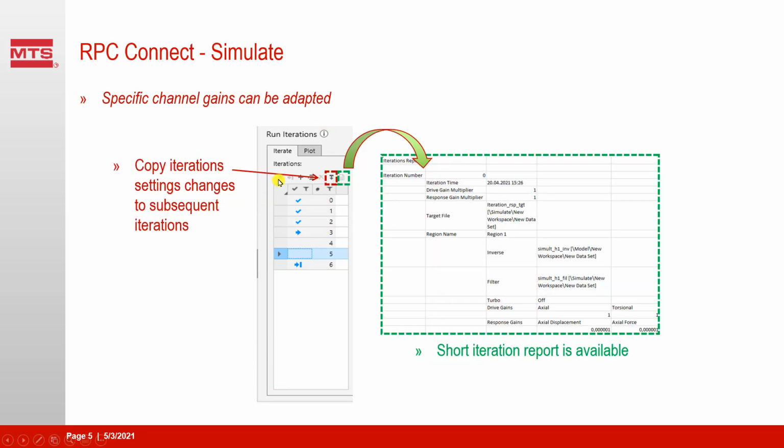Furthermore, you have a lot of buttons here next to or above the iteration strategy panel. With the help of those, you can create a short report, or you can copy iteration settings changes to subsequent iterations. All these buttons above will be discussed in the training courses at MTS. But just to let you know, these buttons will predefine or help you to a little bit more precisely define your scheduled iterations here.